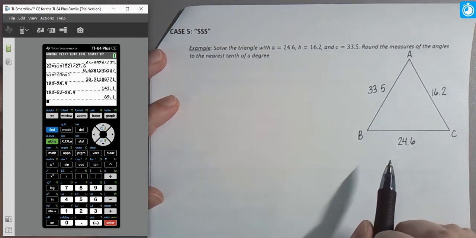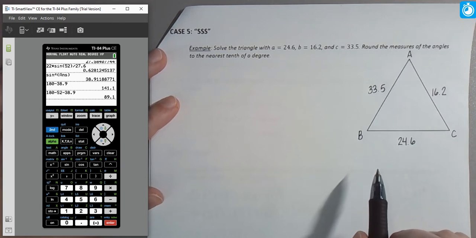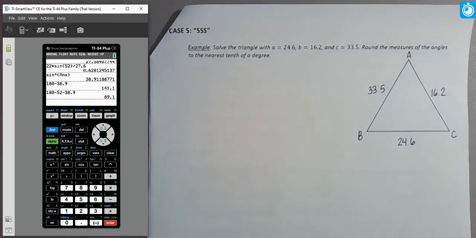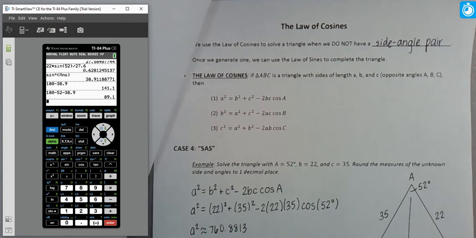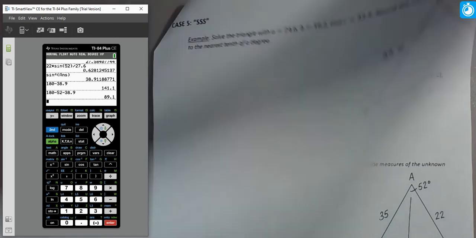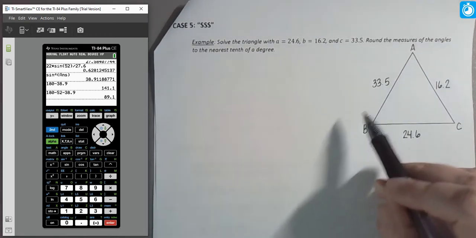So we need to use our law of cosines because, again, we don't have an angle, therefore we can't find a side angle pair to start with. Now, which version do we use? Ultimately, it doesn't matter, but a good rule of thumb is always start with your smallest angle, because your smallest angle is automatically going to be an acute angle. So in this case, our smallest angle would have to be angle B.